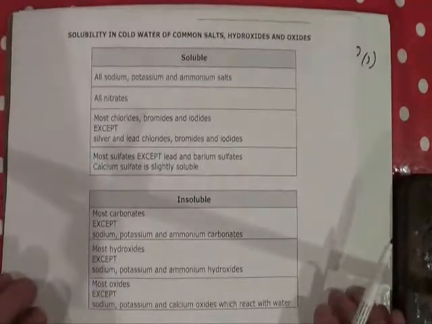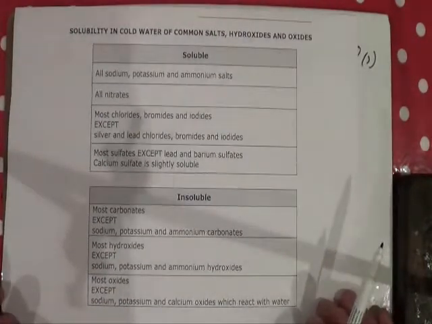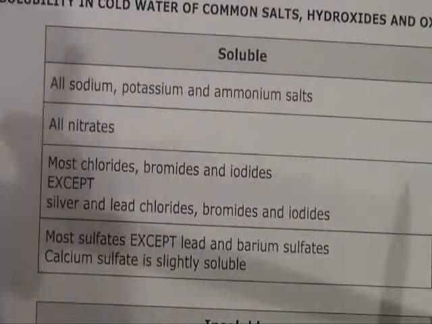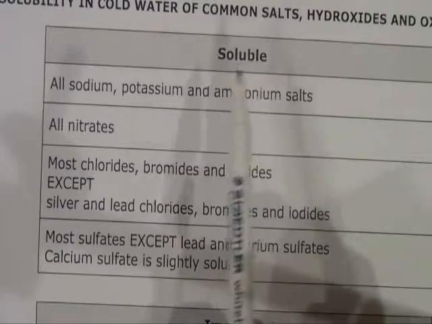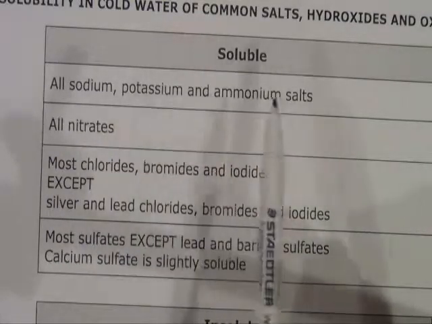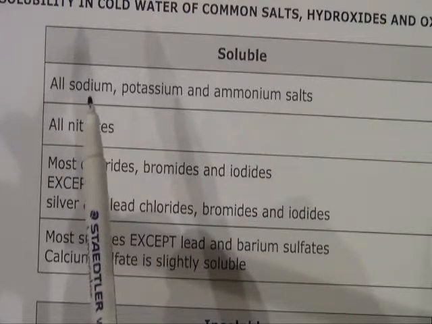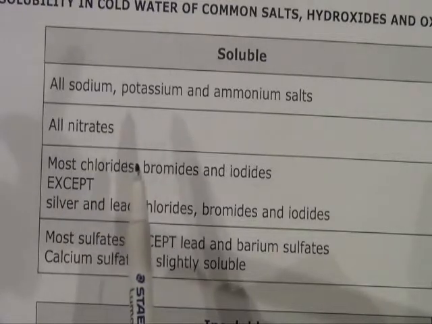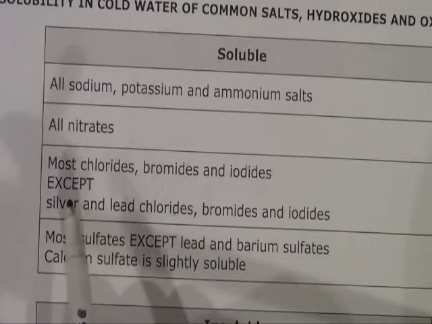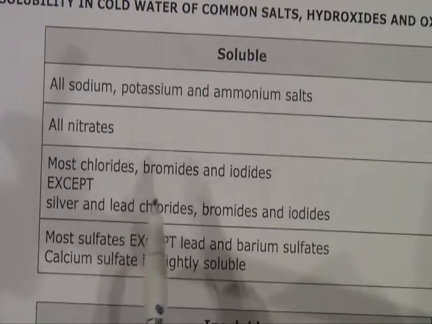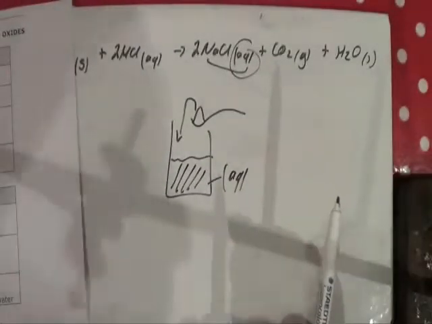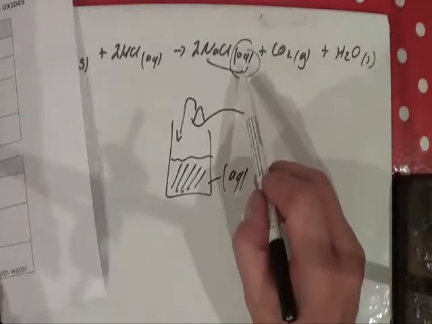Well, you must use the table of solubility on the reverse of your periodic table, in what the examiner will call your data sheet. So how do we know that sodium chloride is soluble? Well, the table says all sodium, potassium and ammonium salts are soluble. Sodium chloride is a sodium salt, of course, so therefore it must be soluble. We can double check it by saying most chlorides, bromides and iodides are soluble, except silver and lead. Well, we're not talking about silver and lead chloride, we're talking about sodium chloride, so therefore it is indeed soluble. So therefore it goes AQ.